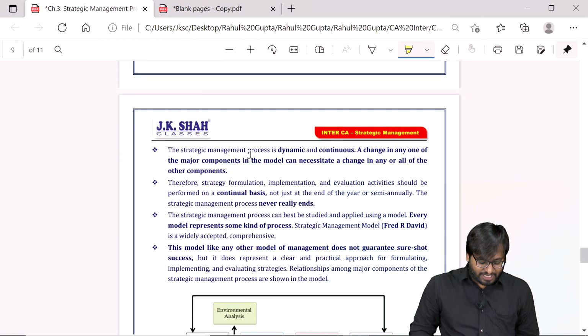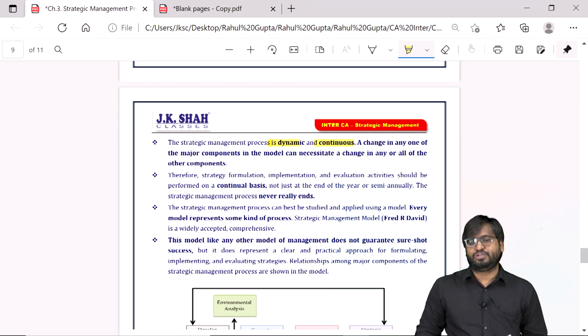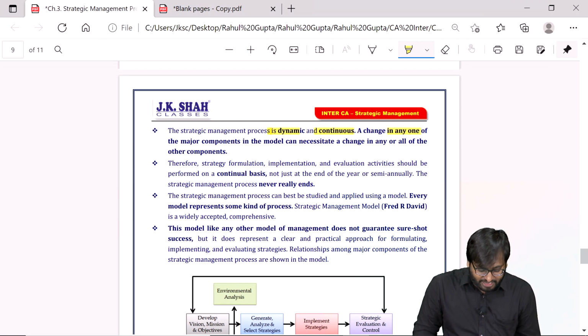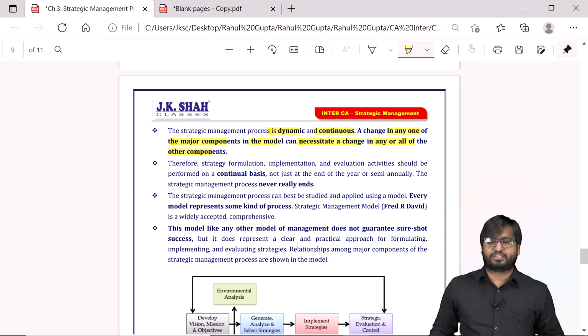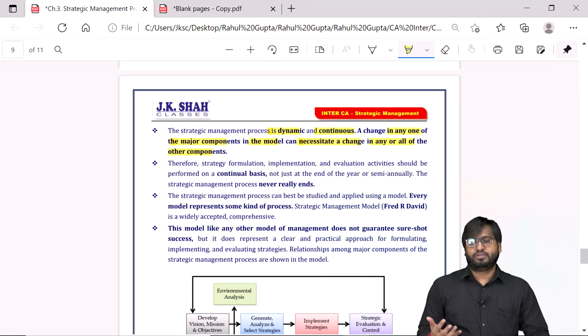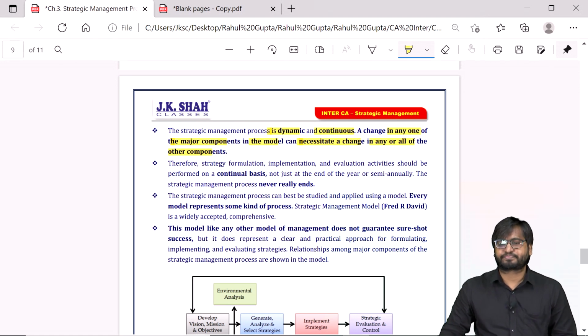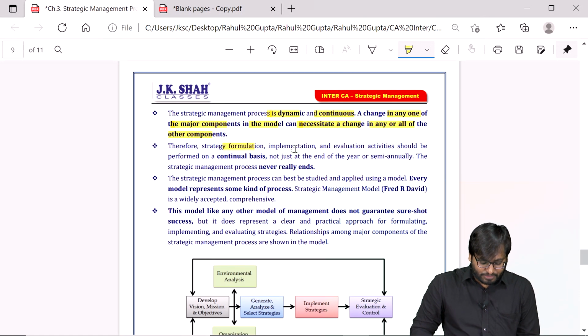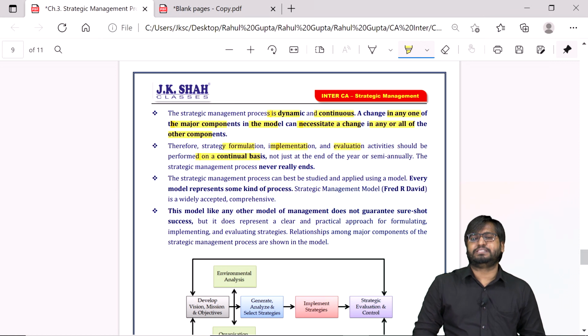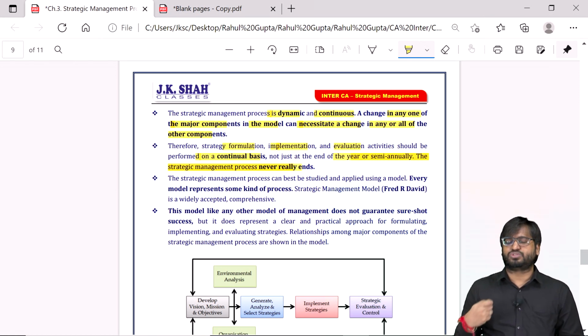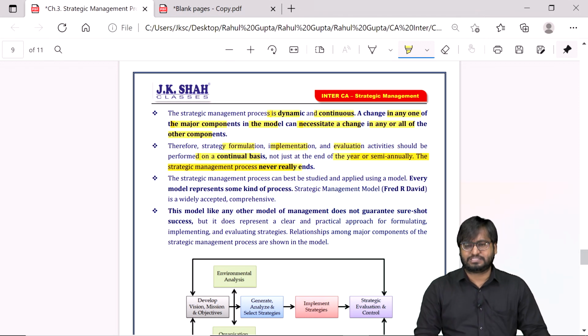The strategic management process is dynamic and continuous. A change in any one of the components in the model can necessitate a change in any or all other components, as I told you. If one factor changes, other factors will also change. Therefore, formulation, implementation and evaluation should be done on a continual basis, and not just at the end of the year. So you need to be on your toes. Continuously you need to analyze the environment.